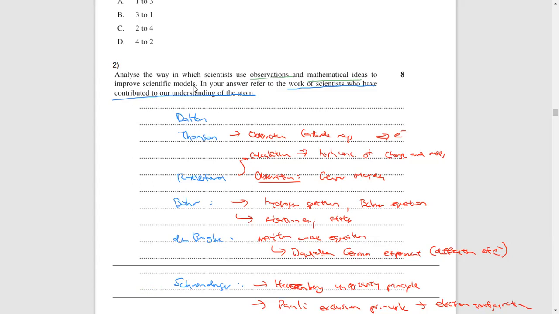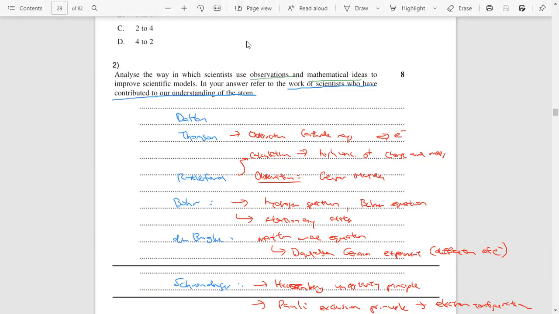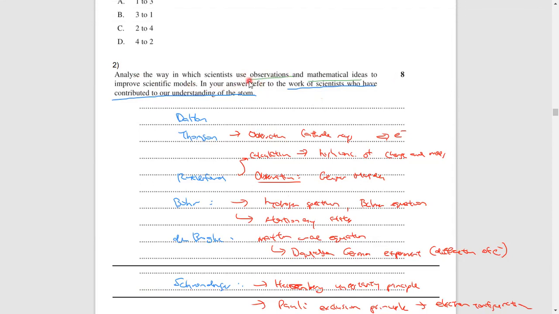But you can see, I'm just giving you point form at the moment, but you can see why there is significant enough material for 8 marks, right? You want to analyze the way that they used. Make sure you analyze when you're answering this question, not just list like I've done, just giving you the key ideas that you might want to talk about. Which observations did they do? Which mathematical ideas? And how did they improve the model?